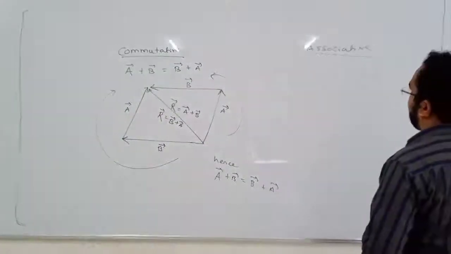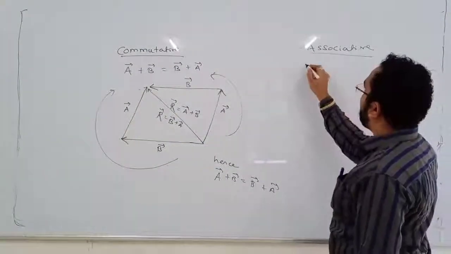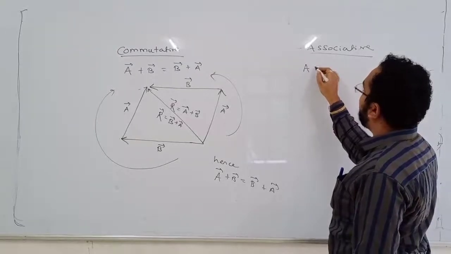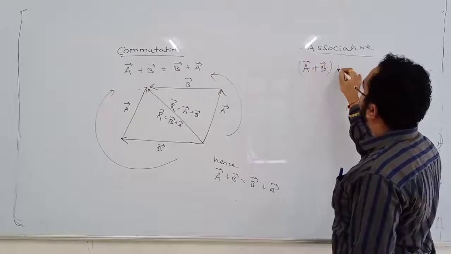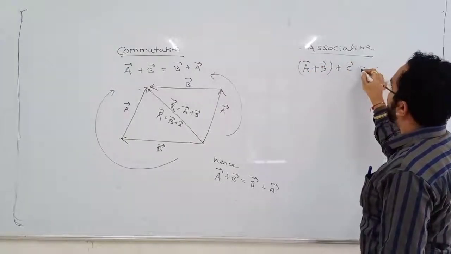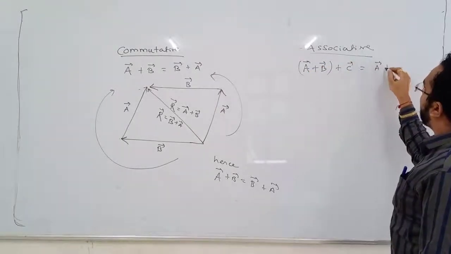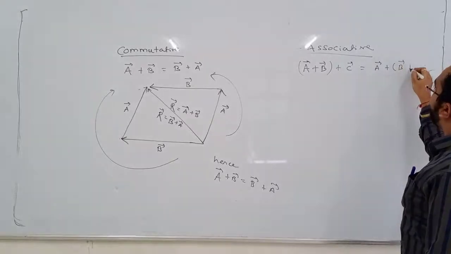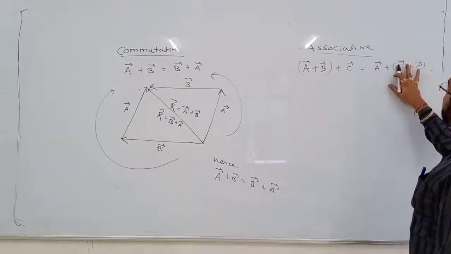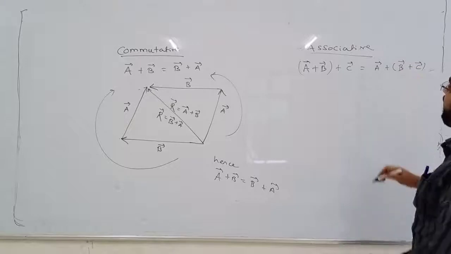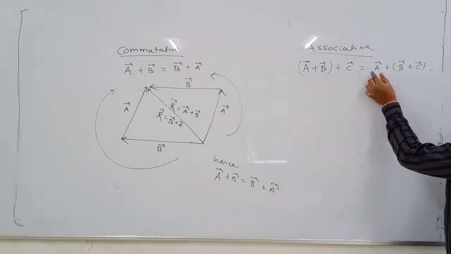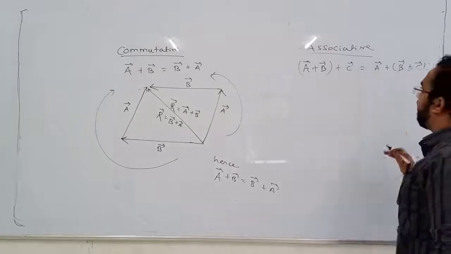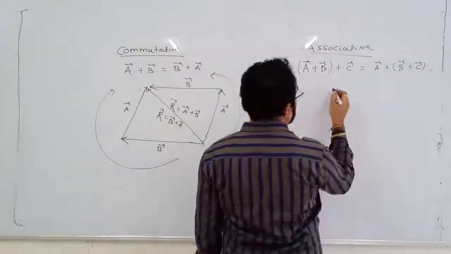Then we will see associative. In associative, vector A plus the separate vector B plus C is equal to vector A plus the combined vector B plus C. These two are the same. Here what we did is A plus B's sum is separate, plus C, and here A is separate and plus B plus C. These two come out the same. Let's see.